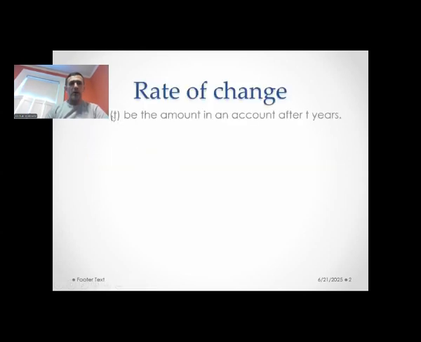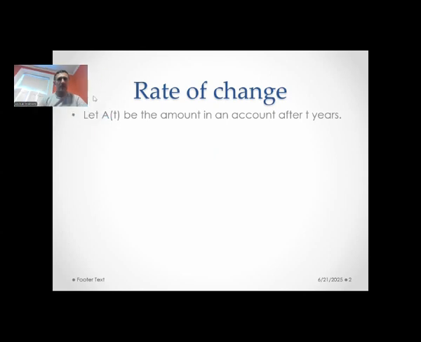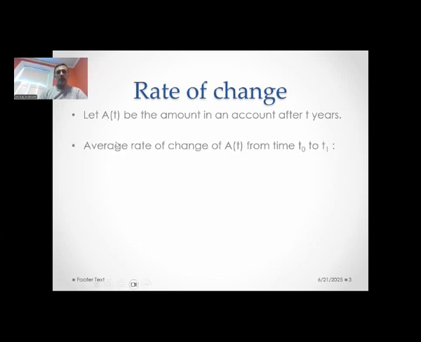Okay, so you've all seen rate of changes. It might have been a while. So let's say, as usual, A of t is the amount in an account after t years. Really, A of t could be anything for the purposes of rate of changes. All right. So the average rate of change from some time t0 to a future time t1, whatever they are, is given by the usual formula, just the difference quotient.